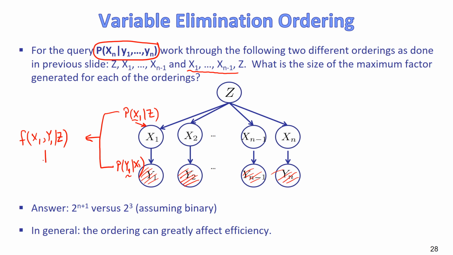Then, of course, we do the elimination. We get rid of x1. So we'll get a factor that has y1 given z. So that's the factor that we will get after we eliminate x1.